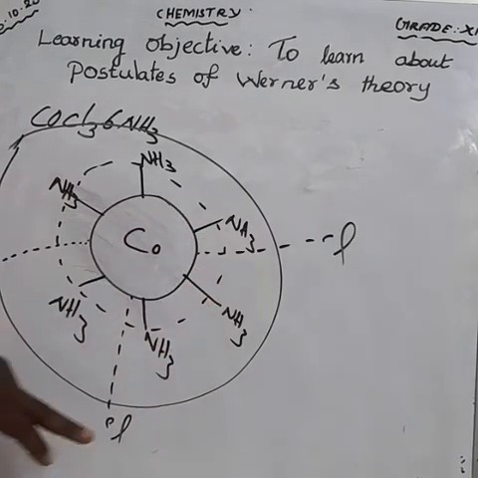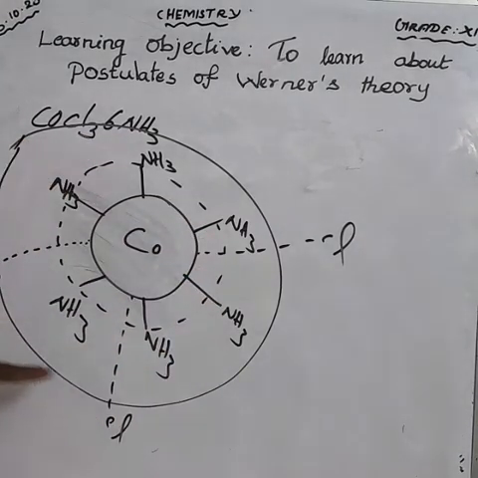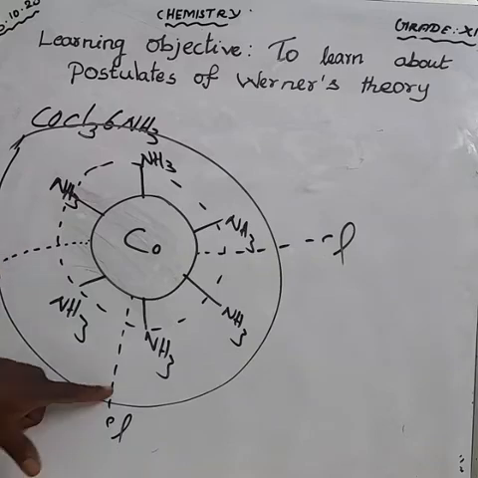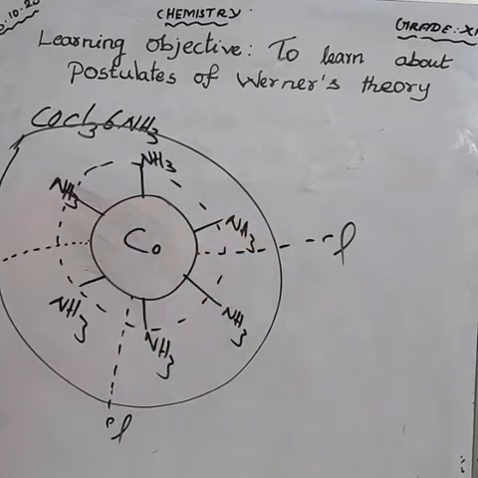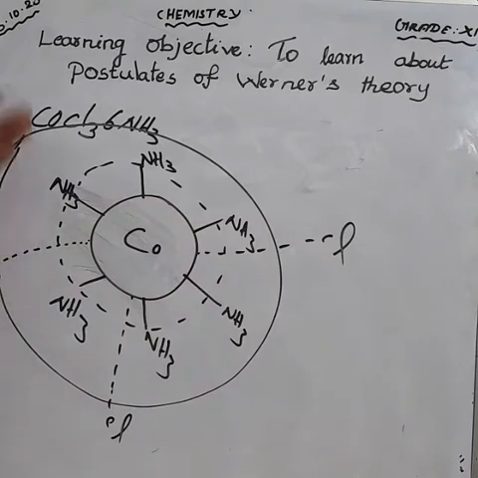We can say this is about the primary valency. The dotted line shows the primary valency: 1, 2, 3. About the secondary valency: 1, 2, 3, 4, 5, 6. 6 secondary valency. Clear? As per this theory, the Werner postulate about cobalt chloride with 6 molecules of ammonia.